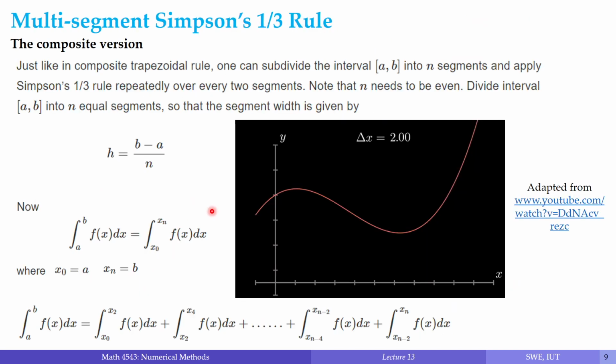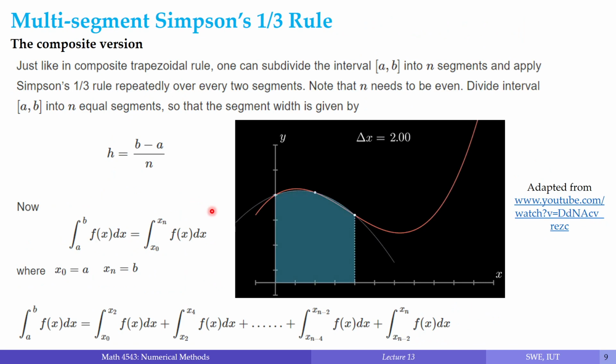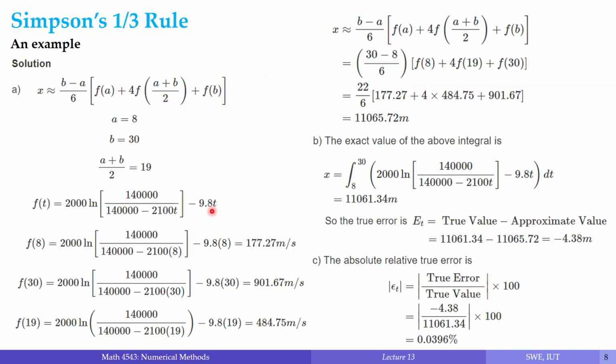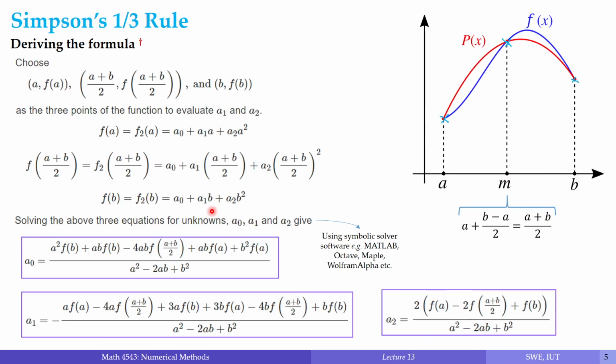Okay, so now that we have seen the single segment version of the Simpson's 1/3 rule. Mind it, when I say single segment, I mean that we are considering a single second order polynomial to span the whole interval from a to b. Okay, so the whole single segment is being subdivided into two smaller subsegments. So two smaller segments we call it.